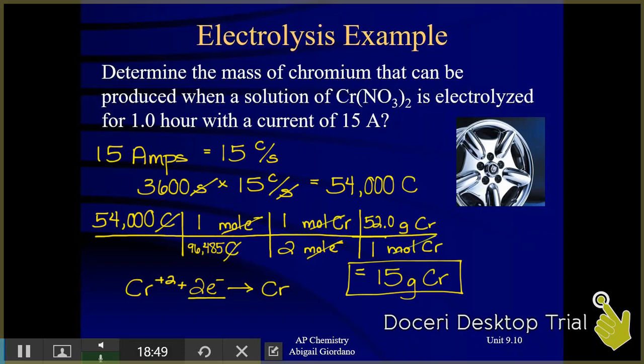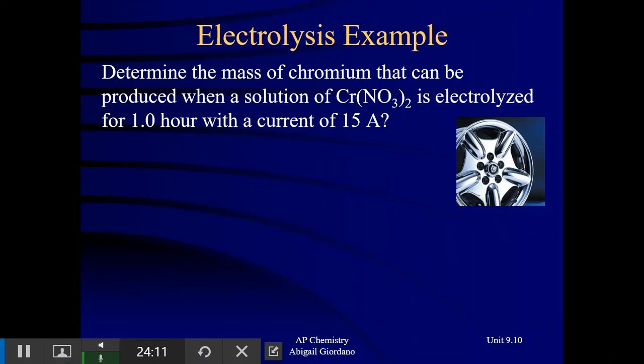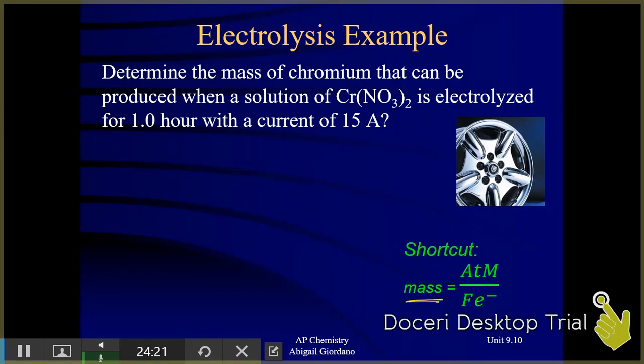Okay, but I am going to show you a little bit of a shortcut. I didn't want to show you the shortcut first because I wanted you to understand the math first. But I have a little shortcut. All right, and here's the thing. You can calculate the mass of metal deposited. That would be this mass right here, with what I call the ATM fee equation, the little shortcut, okay?